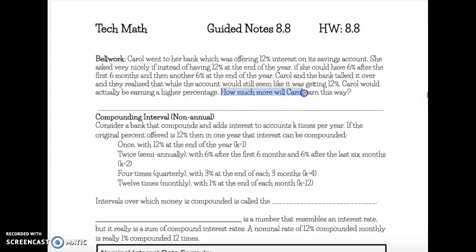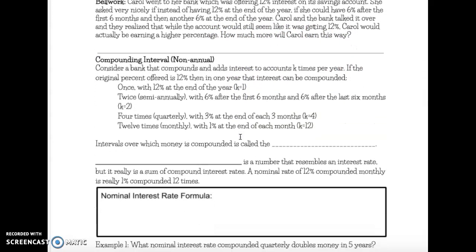So let's figure out how much more she would earn. Let's do it through this. Sometimes there are things that compound in an interval that is not annually. The last video showed you a compounding interval of an annual or a 1 year period, so annual periods. Now we're going to talk about non-annual, so maybe more than once a year.